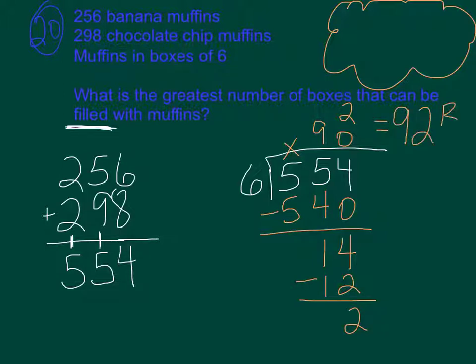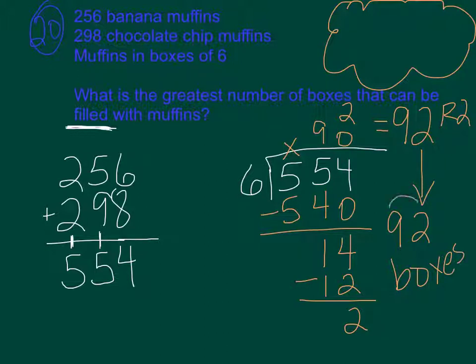But that is not the answer to this question. It says, what is the greatest number of boxes that can be filled with muffins? Well, I look at my quotient and I realize I can fill 92 boxes full. Then I'm going to have 2 extra. Maybe the kid and her dad can eat them. I don't know. But they can't fill boxes. So the answer to what's the greatest number of boxes would be 92 boxes.